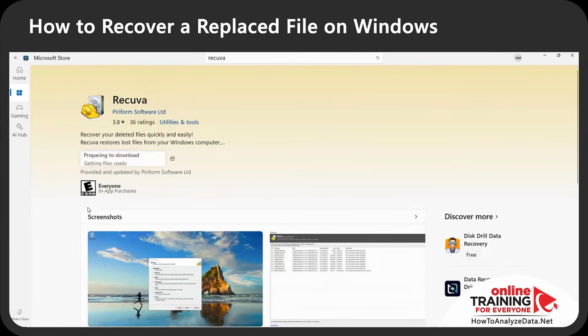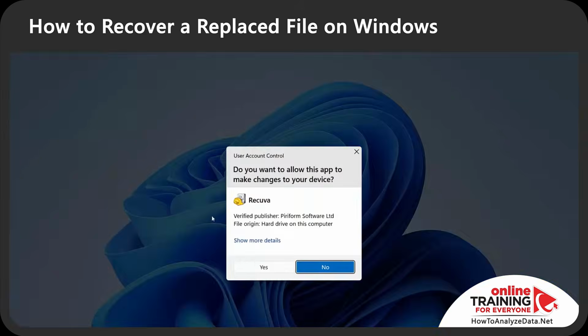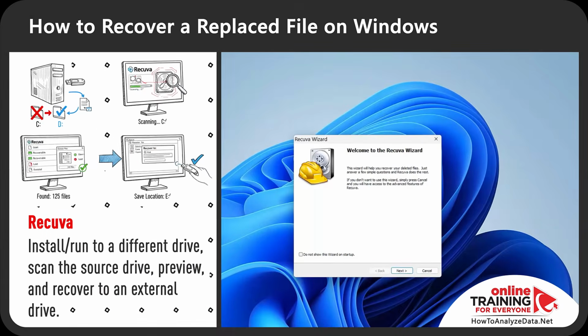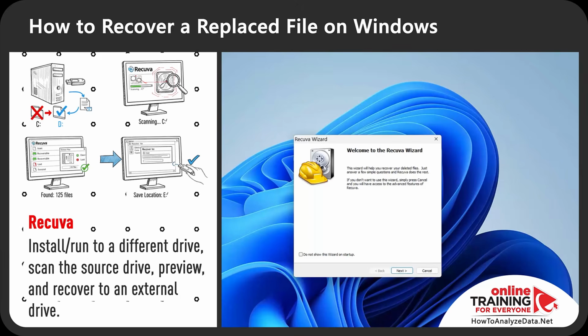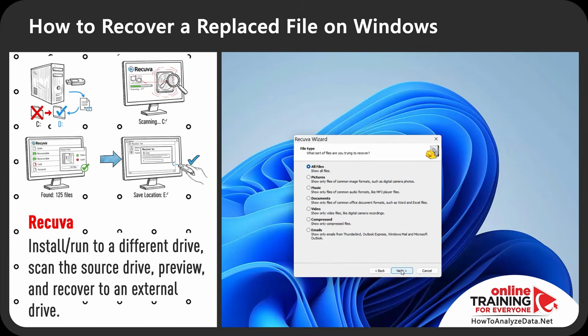What you want to do here is install and run it on a different drive. Scan the source drive, preview, and recover to an external drive. After the installation, Recuva launches the wizard and helps you walk through restoring your accidentally overwritten file.